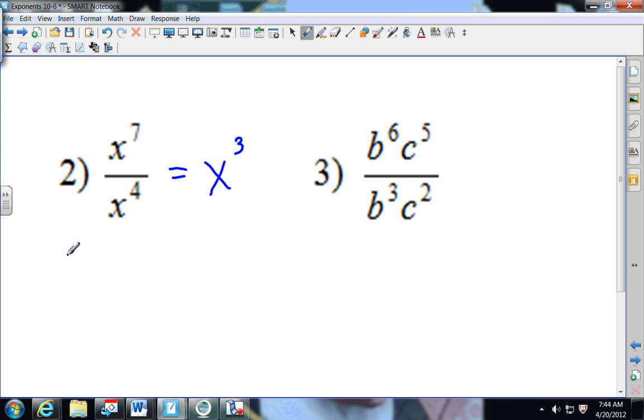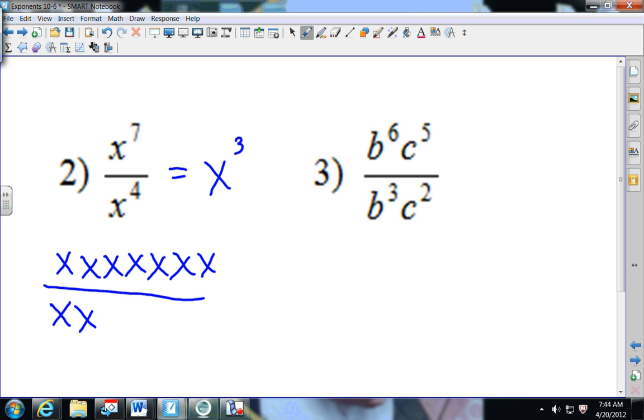Well, the reason you get this: x to the 7th is 1, 2, 3, 4, 5, 6, 7, all over x to the 4th. That means there are 4 of them down here. Well, these two cancel each other out, these two, and these two. What are you left with? You're left with x to the 3rd.